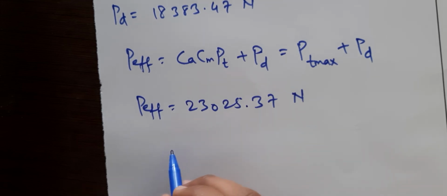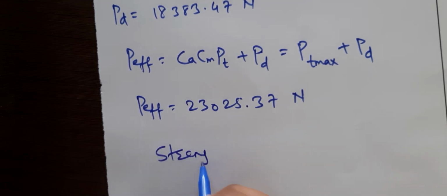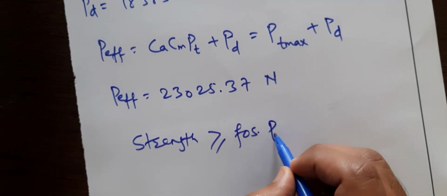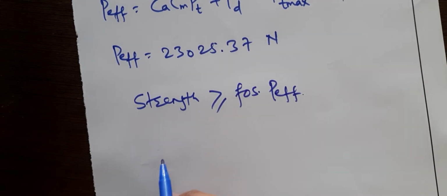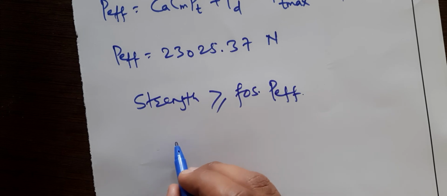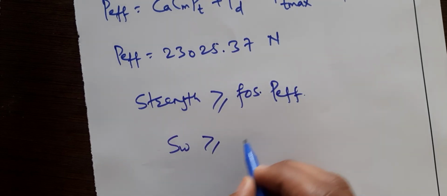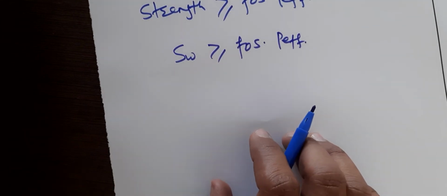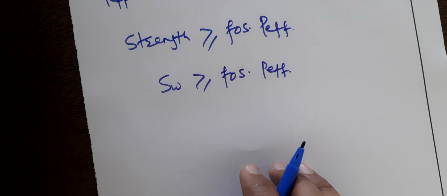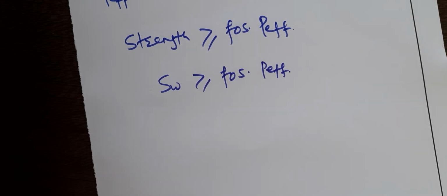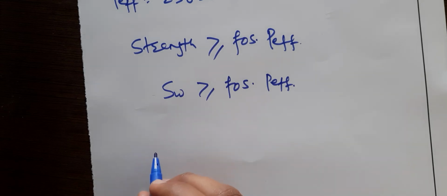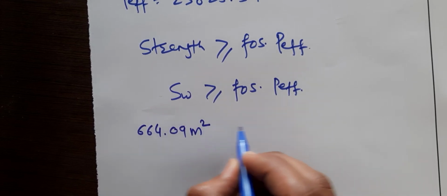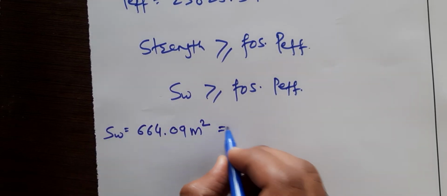Here the safety condition is that the strength should be greater than or equal to the factor of safety into P effective. Your strength is SW, because your wear strength is smaller, so SW should be greater than or equal to the factor of safety into P effective. We need to calculate SW first, because we have SW in terms of module. So SW is 664.09 module square.